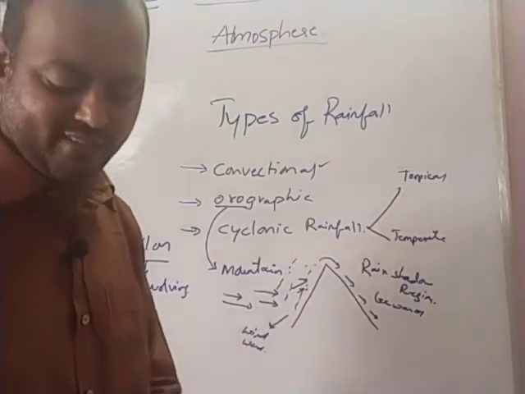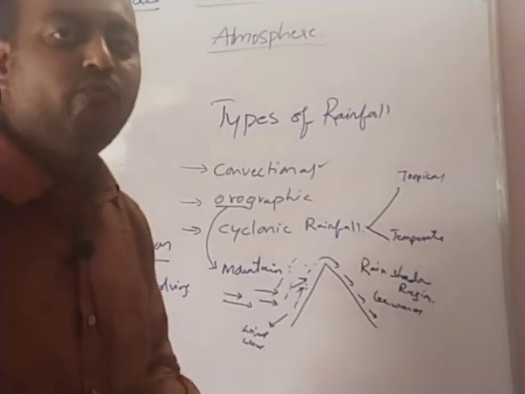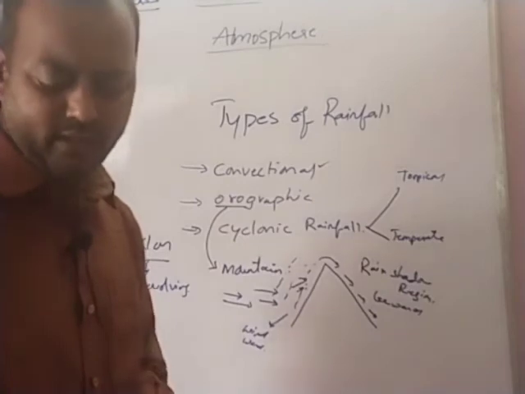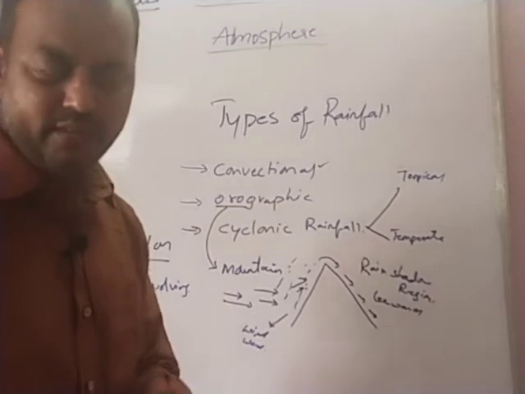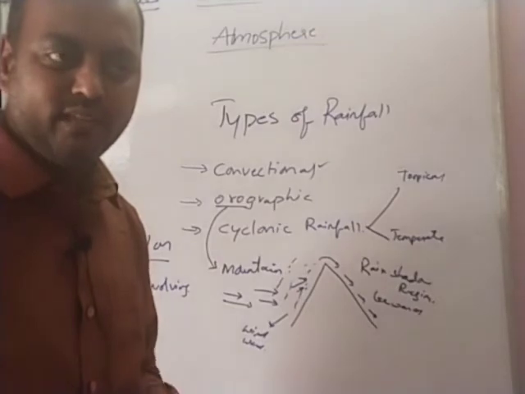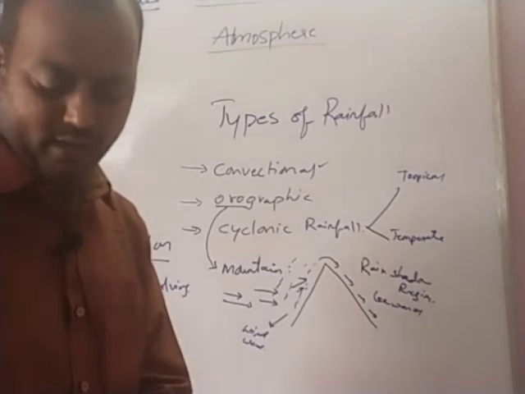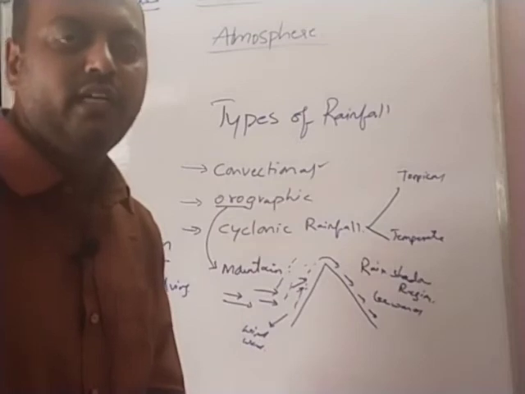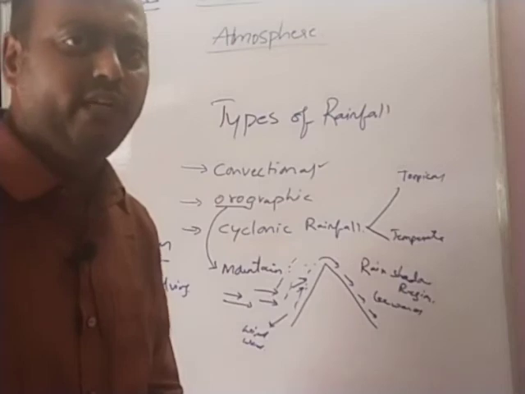The next one is the temperate cyclones. These occur when cold and dry winds come across wet and warm water. The cold dry air is very dense. They converge and mix with the warm and wet lighter air masses. The light air is lifted up by the dense cold air and results in rainfall, which is called temperate cyclonic rainfall.